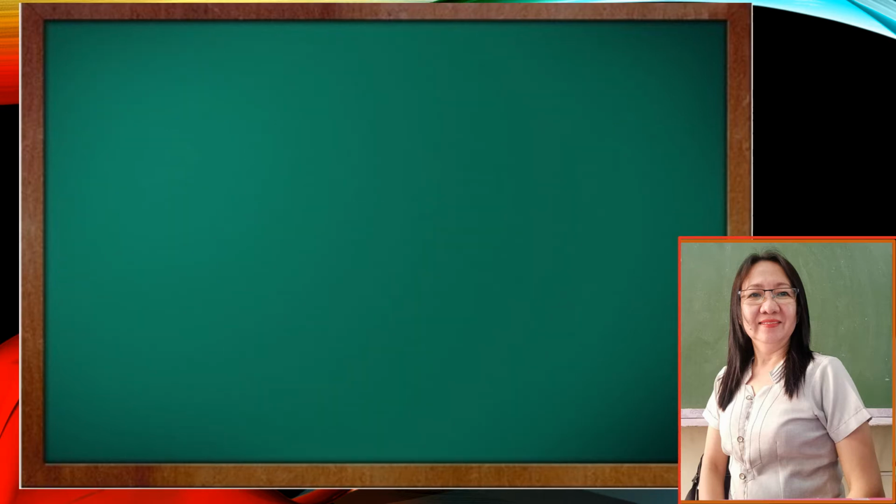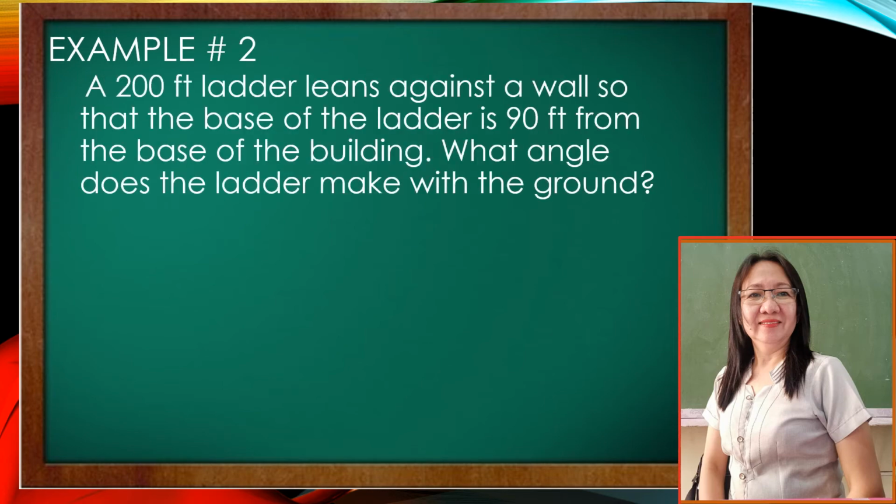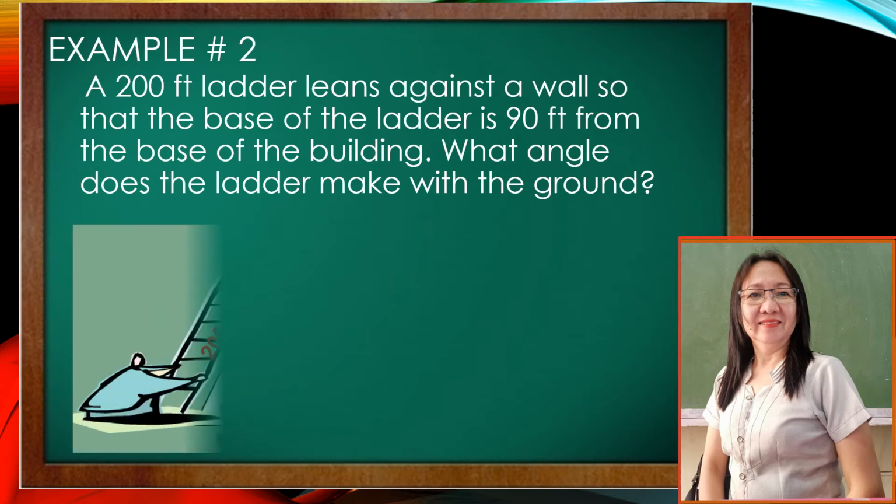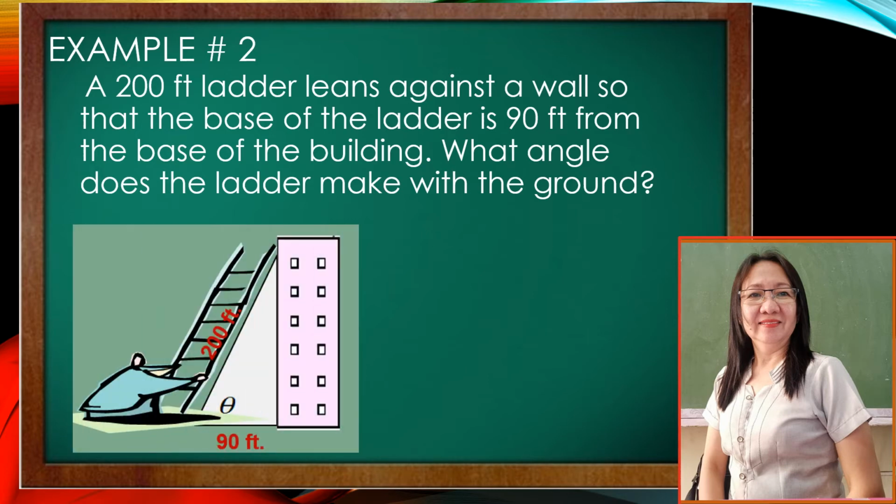Now let us have our example number 2. For the problem, a 200-foot ladder leans against a wall so that the base of the ladder is 90 feet from the base of the building. What angle does the ladder make with the ground? So let us have our figure. We have here the building and the ladder, and that is forming now an angle of elevation.